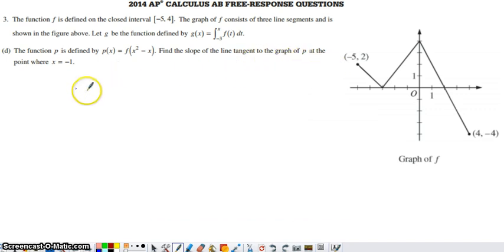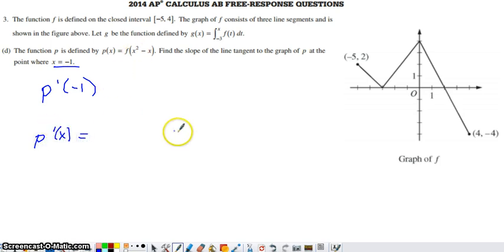So what we're going to have to do here is find a derivative, right? You get the slope of a tangent line by evaluating the derivative at whatever x you want it at. So we're going to have to really evaluate p prime of -1 here. Now before we can evaluate p prime of -1, we're going to need to know p prime of x.